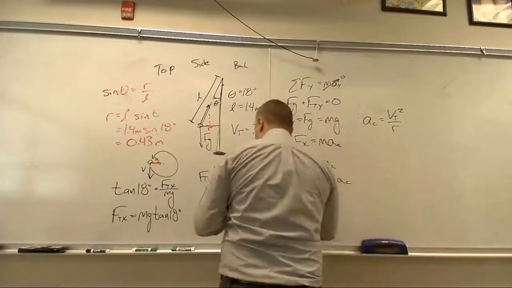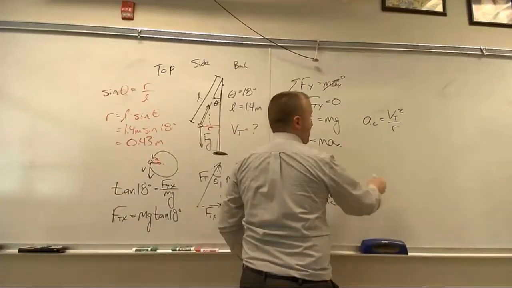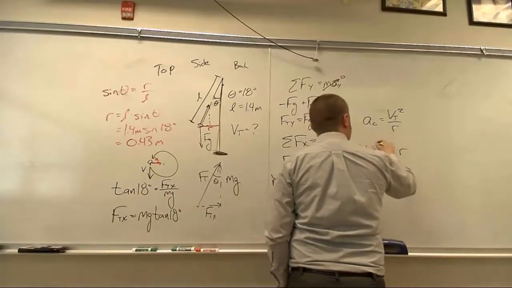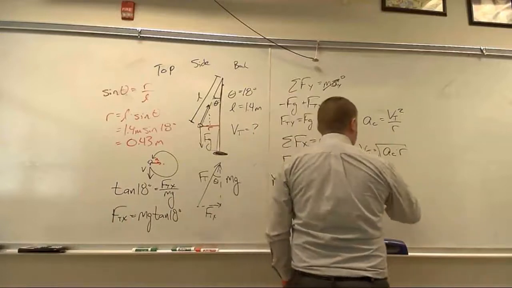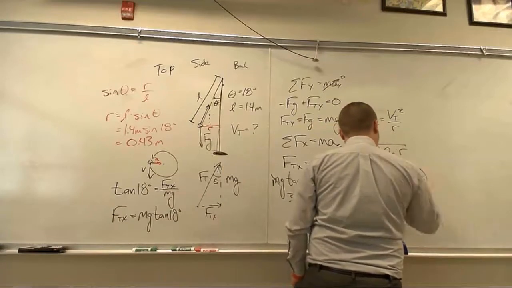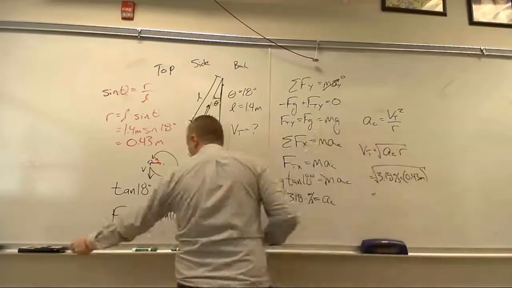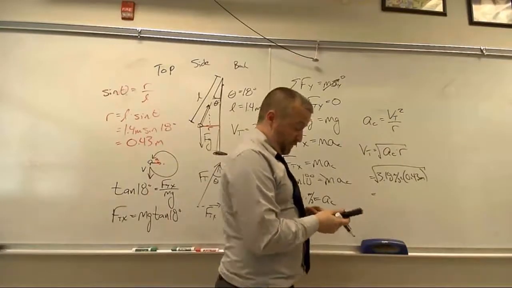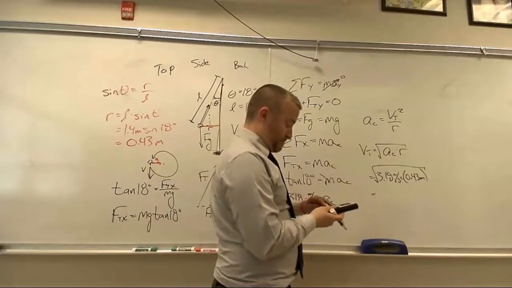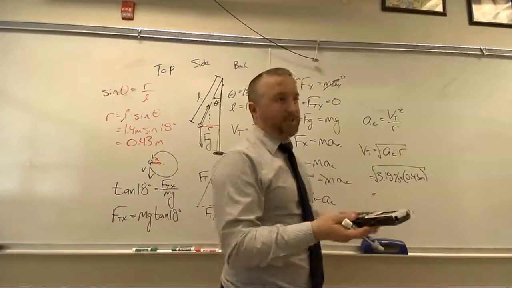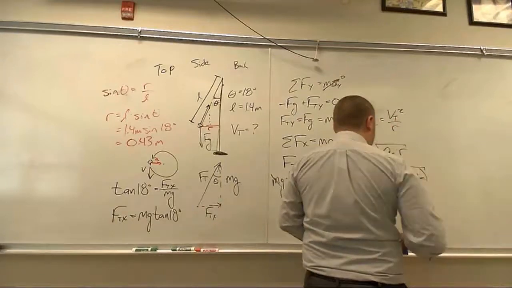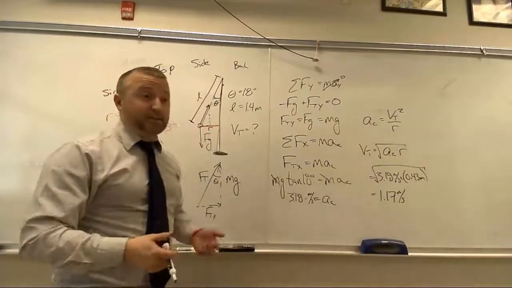So let's come over here. Now to find the speed, all we've got to do is a little algebra: multiply r on both sides, square root both sides, and you're going to get your speed. So that is 3.18 meters per second squared times 0.43 meters. We square root the whole thing, and we find out how close the answer at the beginning was to telling you the right speed. 1.17 is what I have here, but it kind of depends on how you round. So 1.17, 1.18 meters per second is the speed that you're going at.